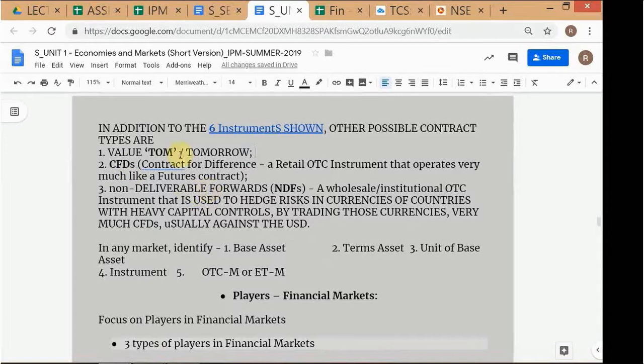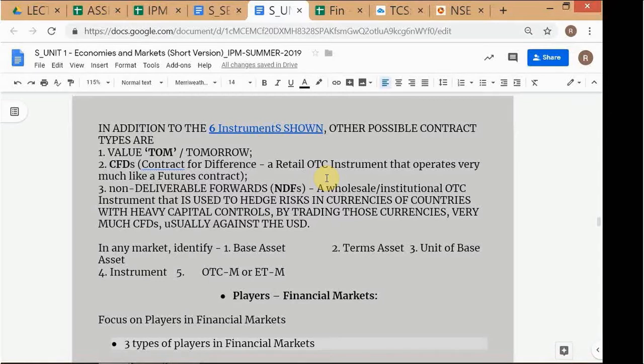Some other types of instruments which are not shown in the framework are value TOM and a CFD, which is a contract for difference. We are not going to go into this contract at this point, but you should be aware that there are some other types of instruments which are not very common. A CFD essentially is a retail instrument. In this particular set of finance electives, you are being trained for working in an institutional setting, in a finance role. Therefore, I'm not emphasizing or teaching you an instrument called CFD.